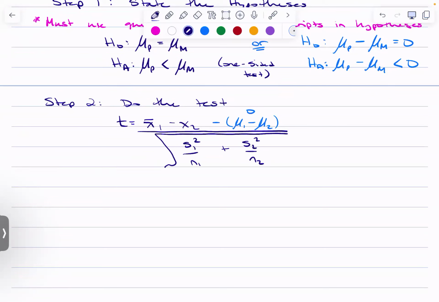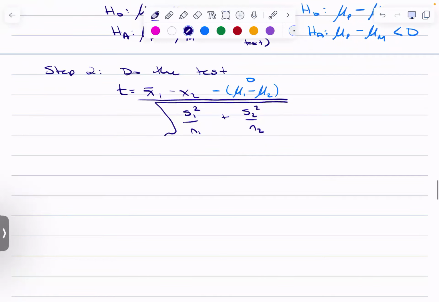You don't want to forget about those squares. The squares are only on the s's, right? And then you don't want to forget about the square root, right? There's kind of lots of different calculator errors that you could make. So just be careful. Oh, x2 bar, sorry about that.